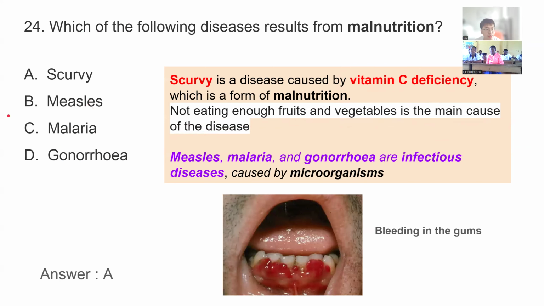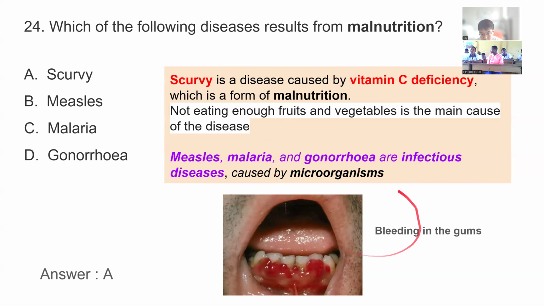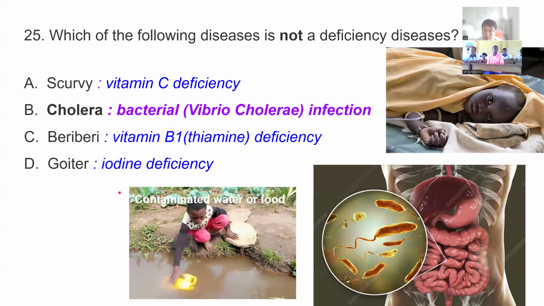The other answers like measles, malaria, and gonorrhea are all caused by microorganisms and not by malnutrition. And scurvy can result in bleeding in the gums.